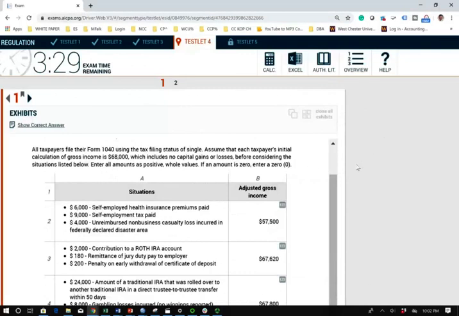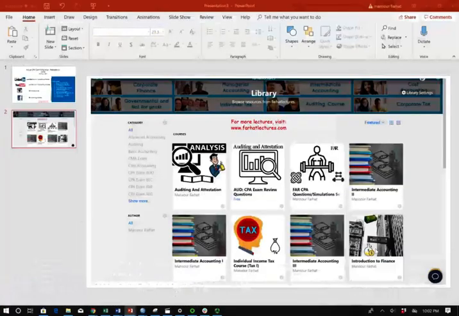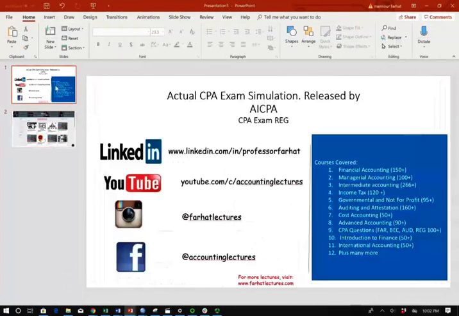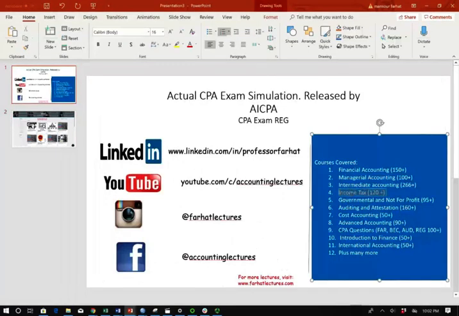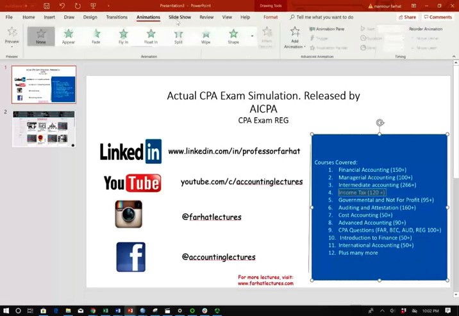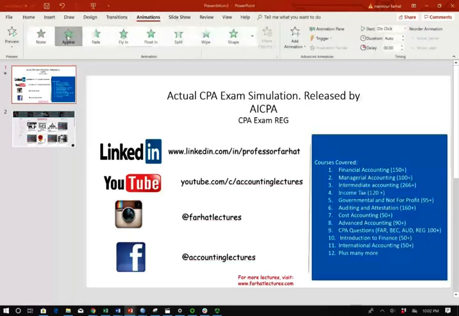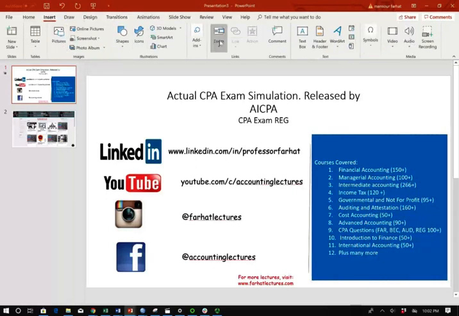Simply put, if you understand what's deducted for AGI and what's deducted from AGI, you'll be able to ace this simulation. Now, how would you know what's deducted for AGI and what's deducted from AGI? Guess what? On my YouTube channel, in my income tax course, I have a whole chapter about what's deducted for and what's deducted from AGI. Also on my website, I will have additional exercises so you can practice this.